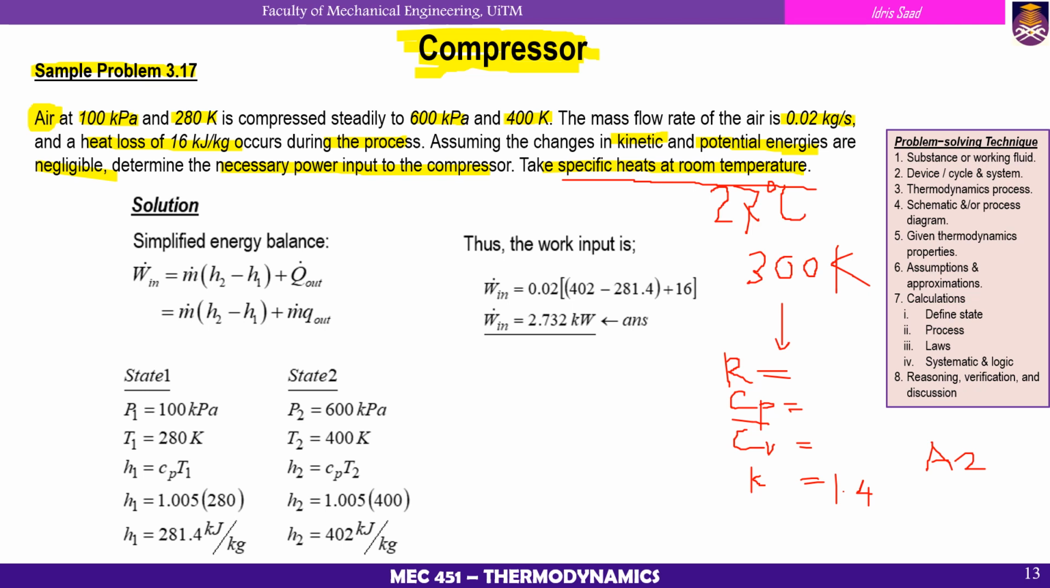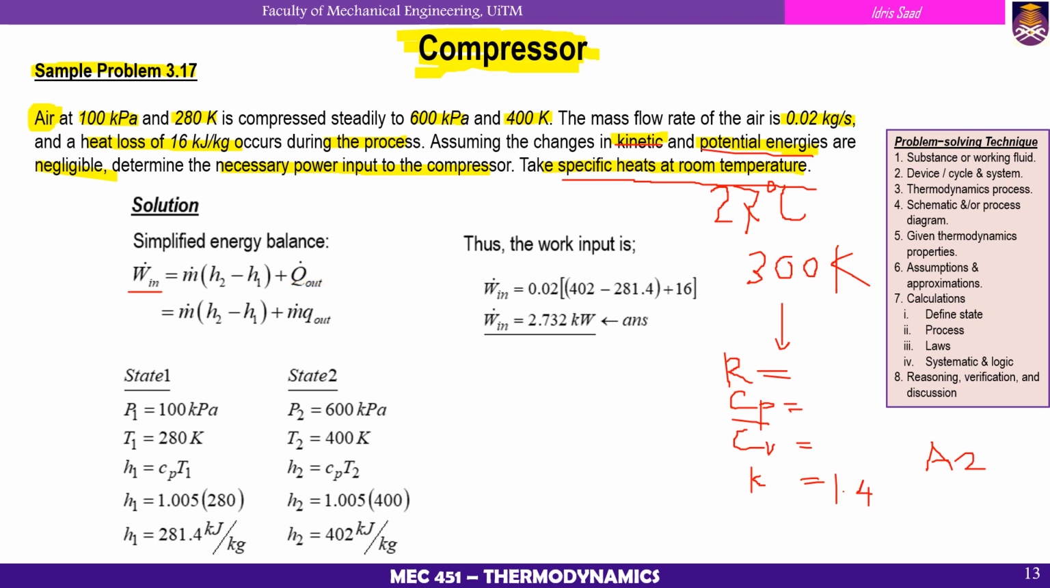We solve through what we call the energy balance equation. Based on our energy balance equation, the question said this is a compressor. For the compressor, we don't have work output. It said that heat loss, so we already have Q out, but we don't have Q in. Kinetic and potential energy are negligible.